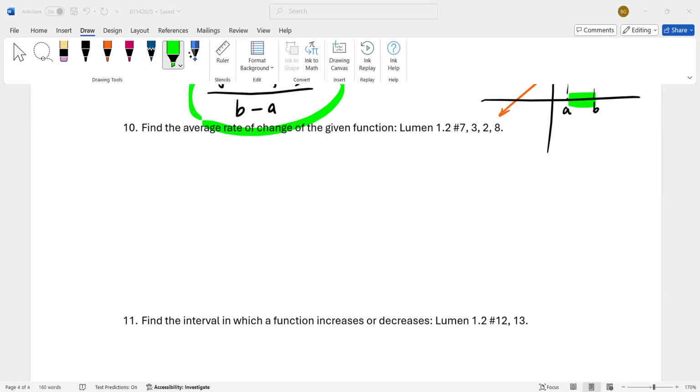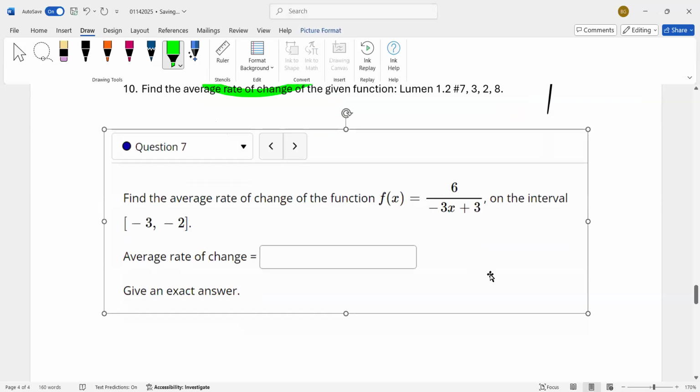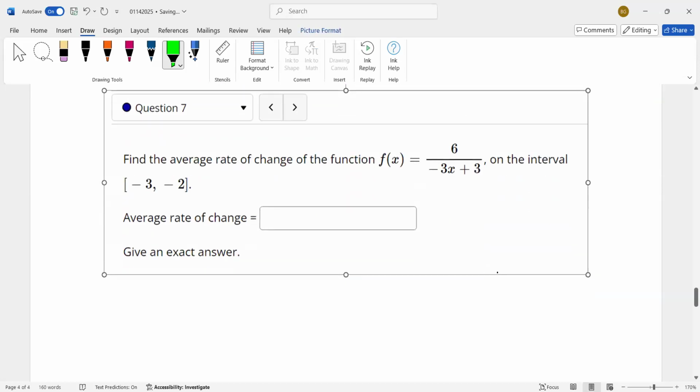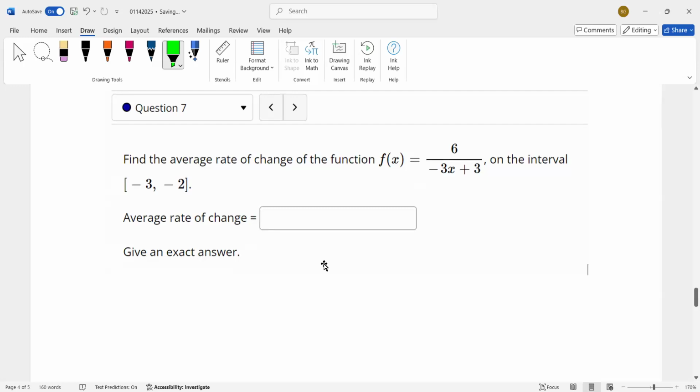We're going to copy paste here. Bear with me. Number 7. This is number 7. Do you see the thing I just pasted? Yes. Okay, awesome. This is number 7 in Lumen 1.2.